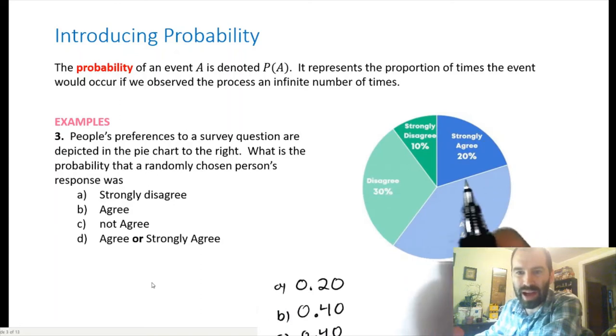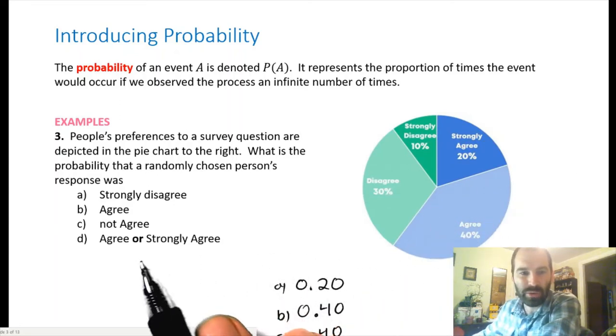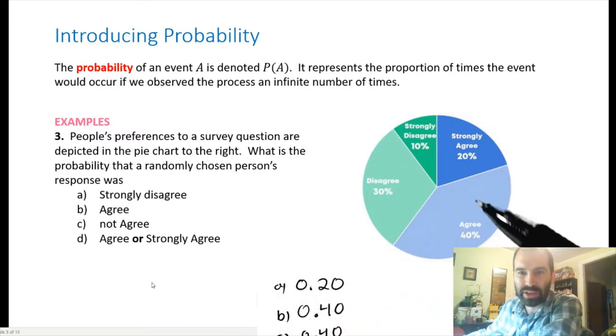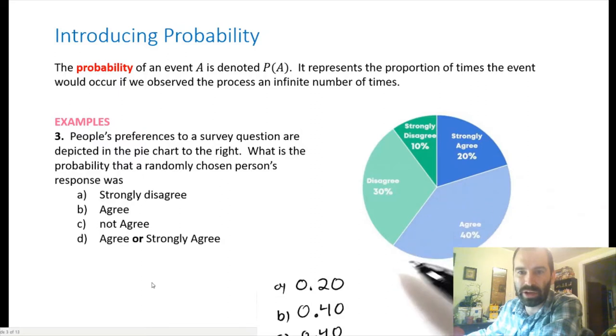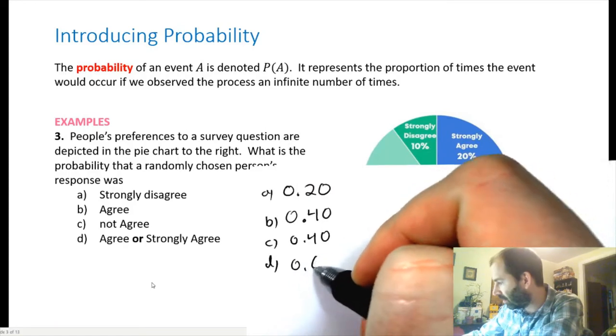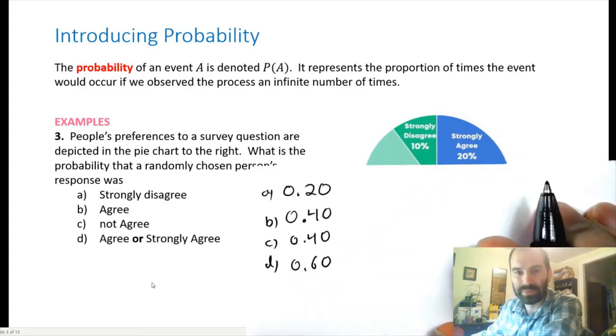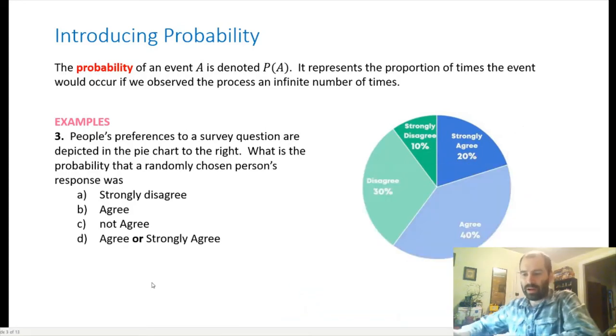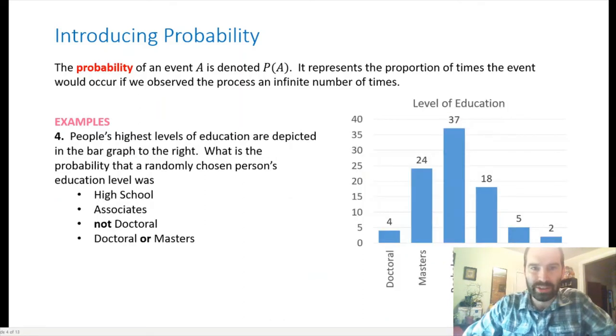If I meant just the opposite of this group, of course, it would be 0.6, right? Agree or strongly agree. So we're looking at this group, right? So if they're in here or in here, you're one of these people. Well, what percentage of the people constitute this much? 60%. Right? So the probability would be 0.6. Okay. All right. Let's see what we got next here.